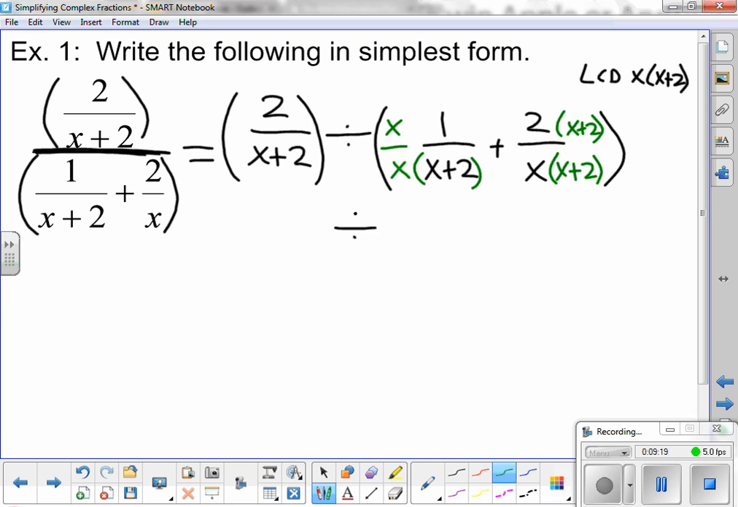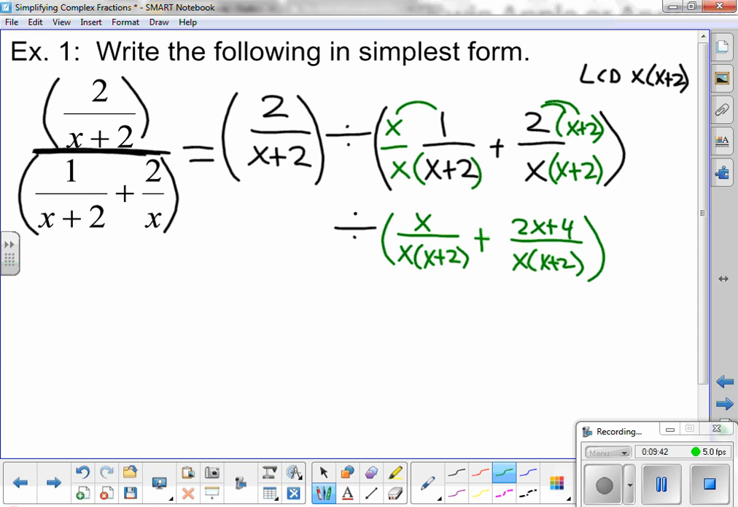So this will be x over x times x plus 2, plus, because x times 1 is x, plus, let's go ahead and multiply this out, 2x plus 4 over x times x plus 2. Okay, I'm just working on the right-hand side right now. So this is still divided. I haven't messed with this side yet.